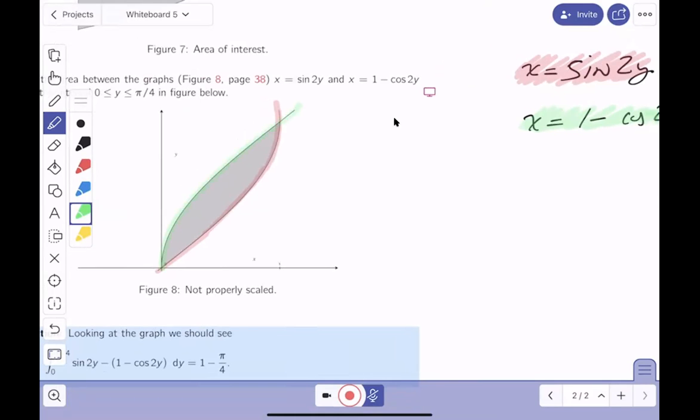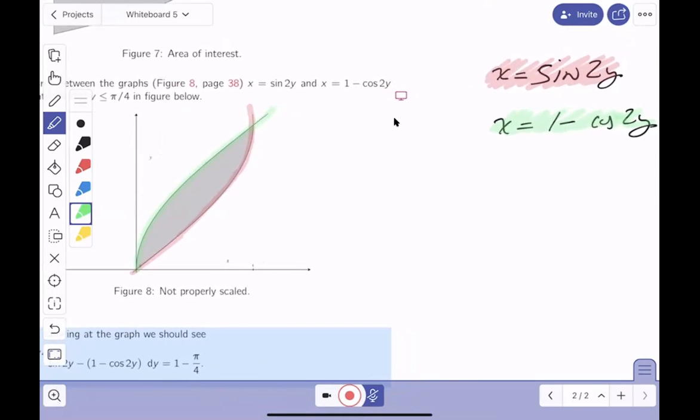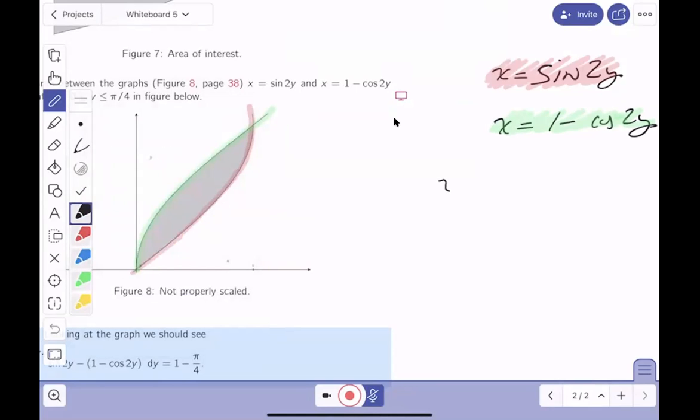All right, I see the area, but I got to get these points of intersection. Let's see if I can write that down. And it looks tough, right? So let's write this down. X equals sine of 2y, right? So I'm just going to set the x equal to one another. Remember, we're not going to give you things you can't do.